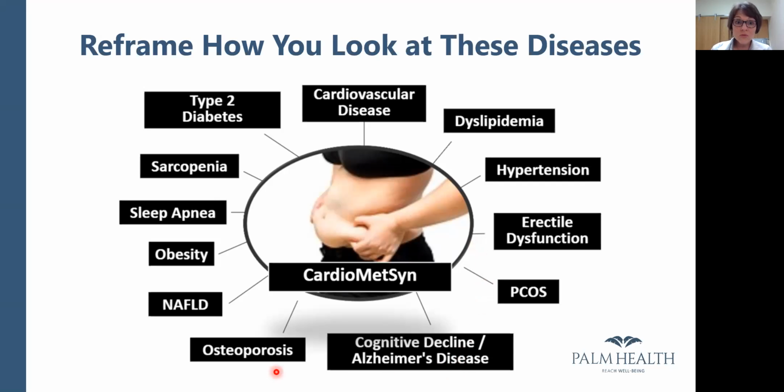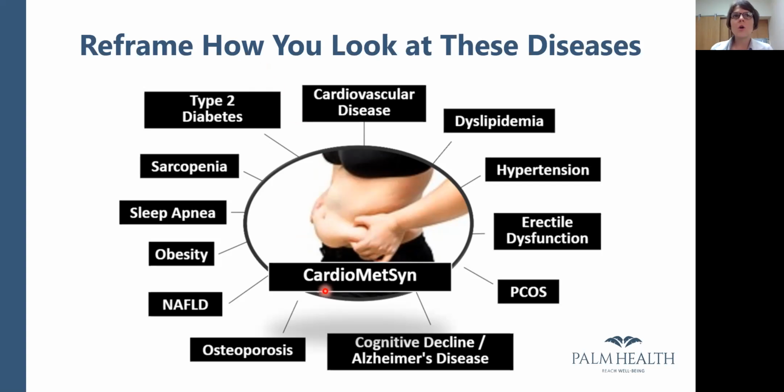cognitive decline or Alzheimer's, osteoporosis. There's non-alcoholic fatty liver disease. And really what happens is the liver fills with fat. There's fat around the liver and there's fat in the liver. Obesity, of course, is a sequela of metabolic syndrome. Sleep apnea, sarcopenia, which is a relative muscle loss, meaning individuals with a larger abdomen who tend to store fat here tend to have less muscle mass in their body. And then also type 2 diabetes is a result of metabolic syndrome.